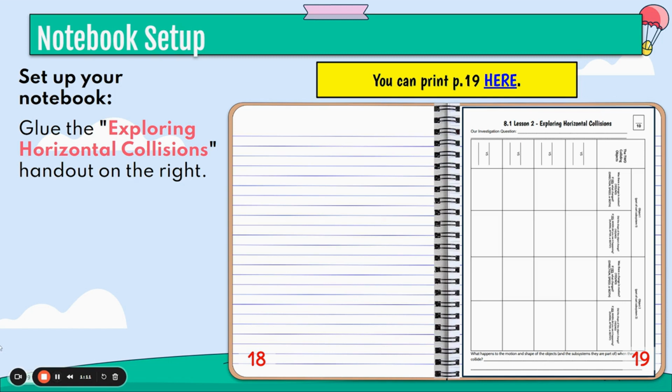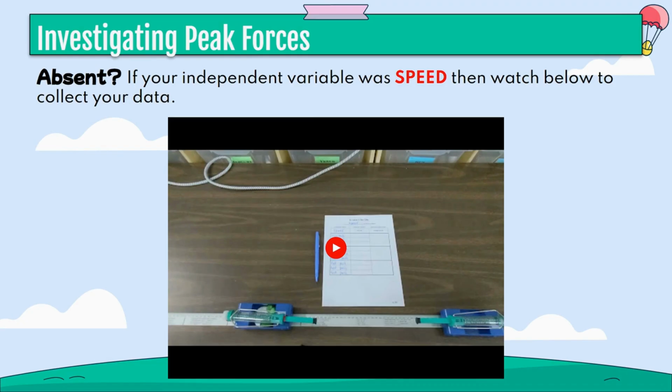Here you would see a slide that lets them know what they could print as far as the handout and where it should be glued into their notebook. And here's an example of students who might have missed a lab. There's always a slide that says absent, and then it lets them know what they can be watching. For this particular lab, there were actually 2 possible independent variables. So for some students, their independent variable might have been speed. Here's a video.